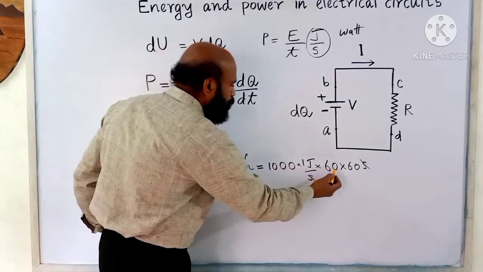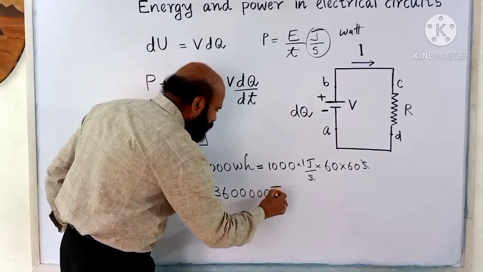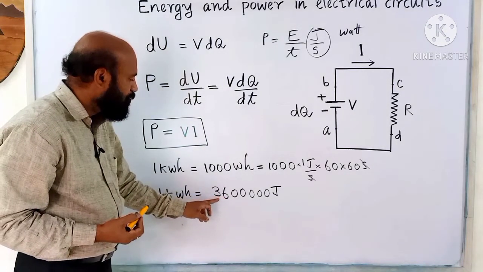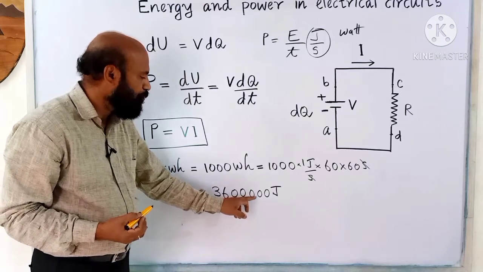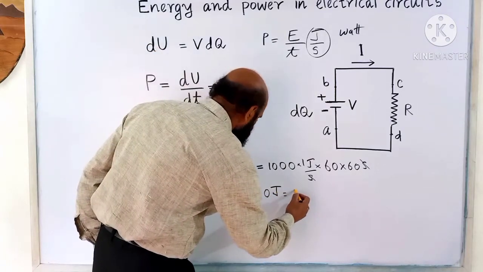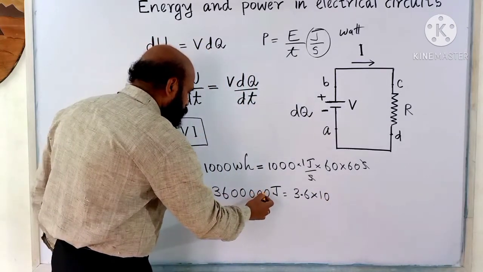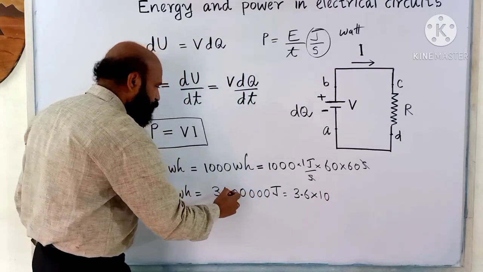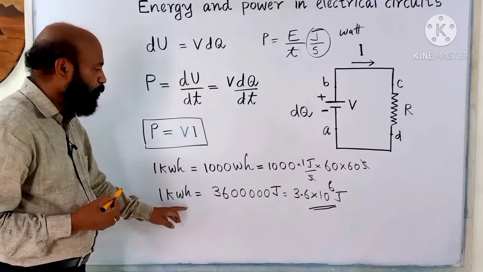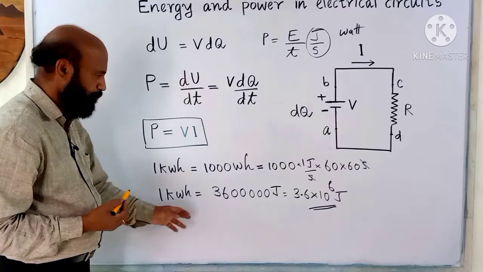Then 1, 2, 3, 4, 5 zeros. So 1 kilowatt hour is 3, 6, then 1, 2, 3, 4, 5 zeros. So this can be written like this: 3.6 into 10 raised to 6 joules. So 1 kilowatt hour is 3.6 into 10 raised to 6 joules.